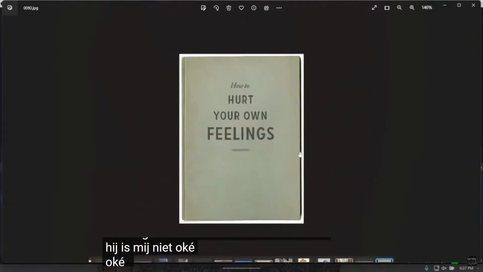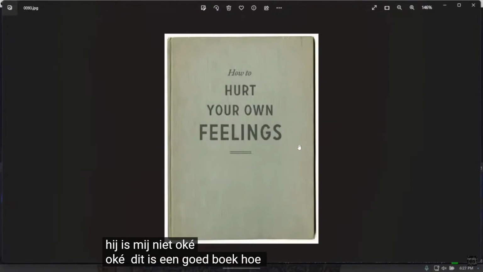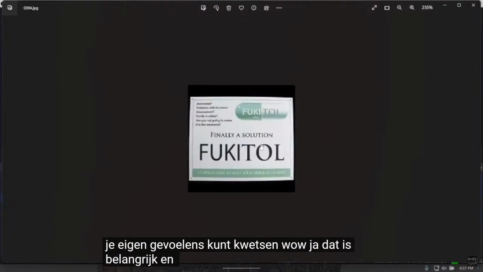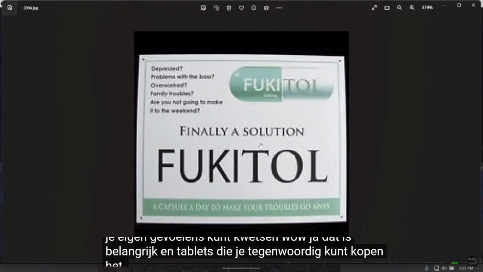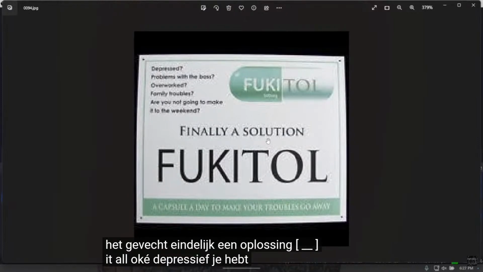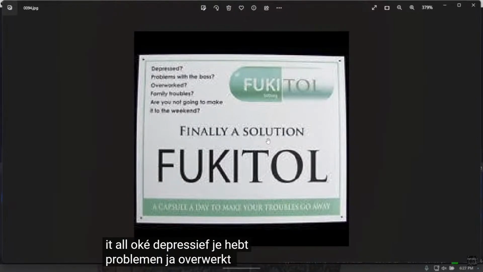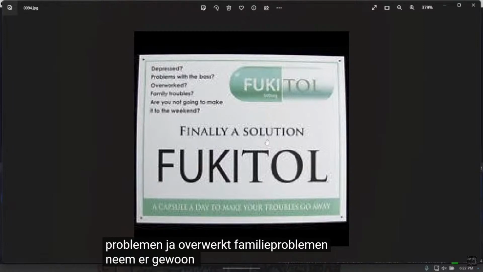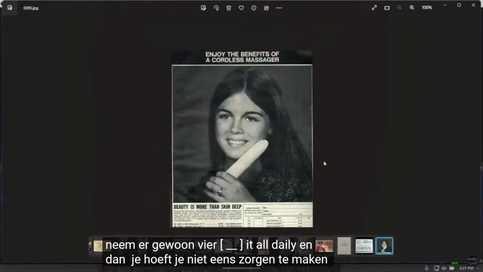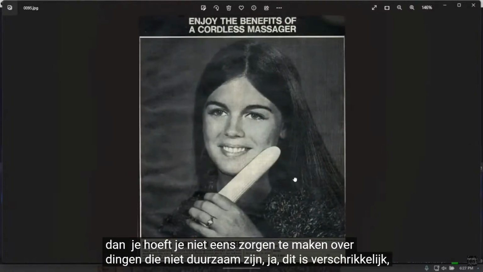Okay? Okay. This is a good book. How to Hurt Your Own Feelings. Wow. Yeah, that's important. And tablets you can buy these days. Finally a solution. Fuck it all. Okay, depressed, you got problems. Yeah, overworked, family troubles. Just take 4 fuck it alls daily. And then you don't even have to worry about things no more. That's terrible. Yeah, this is terrible, though.